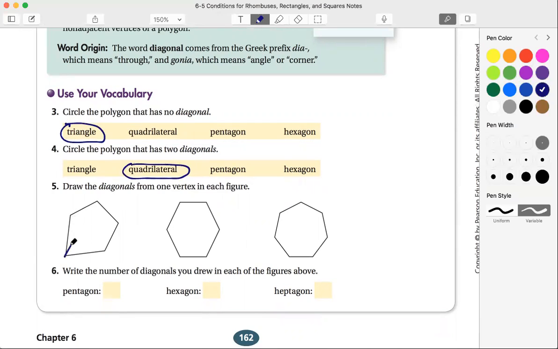So if I choose this vertex, here's a diagonal, and here's a diagonal. This one, if I choose this vertex, here's a diagonal, here's a diagonal, and here's a diagonal. And if I choose this vertex here, here's a diagonal, here's a diagonal, here's a diagonal, and here's a diagonal. So in a pentagon, there were 2 diagonals. In a hexagon, there were 3 diagonals. And in a heptagon, there were 4 diagonals.